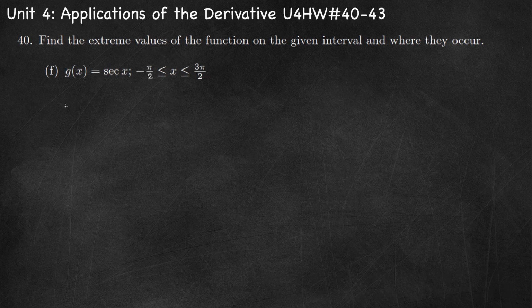And part F, g of x equals secant x, when we're working on the interval from negative pi over 2 to 3 pi over 2. We start by taking our derivative. The derivative of secant x is secant x tangent x. And it may be easier if we're not using a calculator to write this in terms of sines and cosines so we can get our critical values.